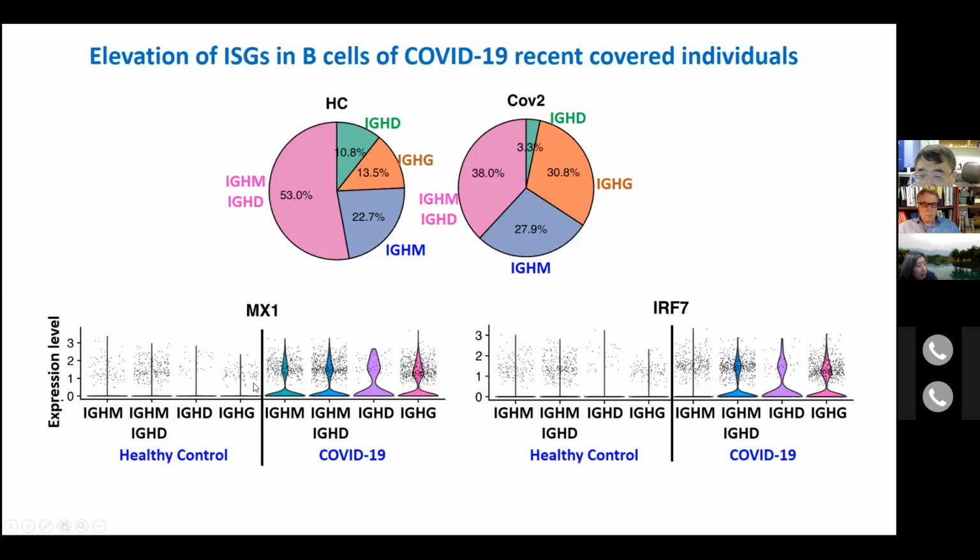So you can see comparing, it's not because they have more IgG, but at every single stage of B cell development, they have more of this interferon signature gene. So that kind of took care of the problem that there are more switched B cells.